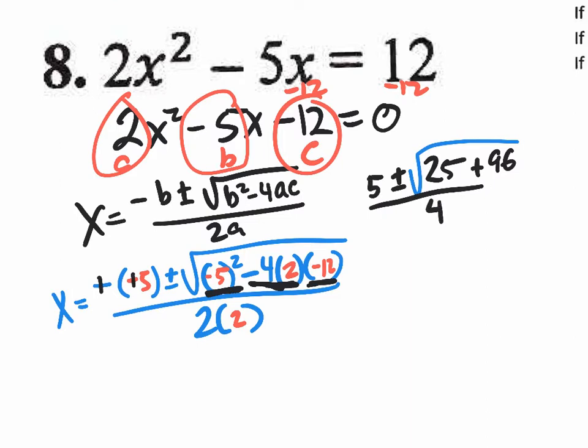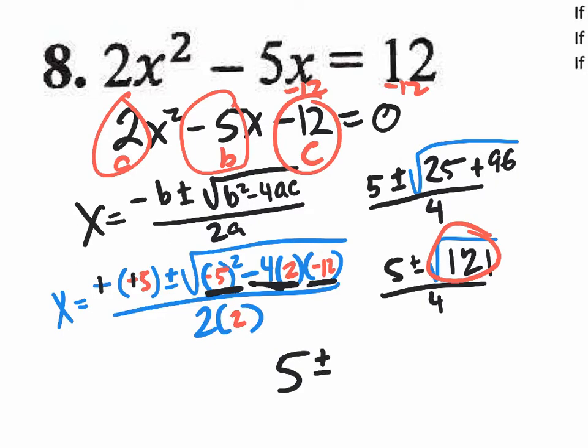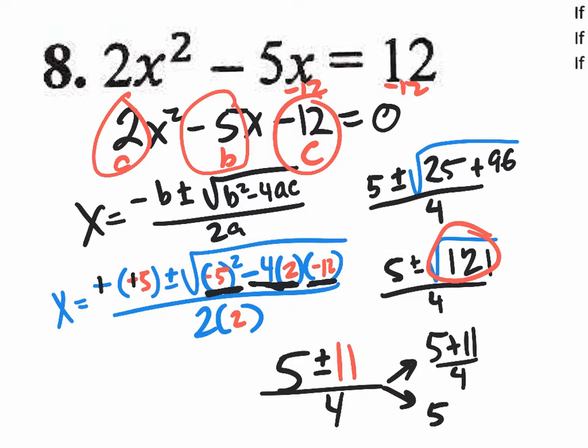So let's continue on. 25 plus 96. So we get 121. And that is inside the square root. We still have the 5 plus or minus and the 4 on the bottom. Now the square root of 121, what is that? This is 11. So I really have 5 plus or minus 11 divided by 4. So the plus or minus provides us 2 different answers. We have 5 plus 11 divided by 4, and we also have 5 minus 11 divided by 4.